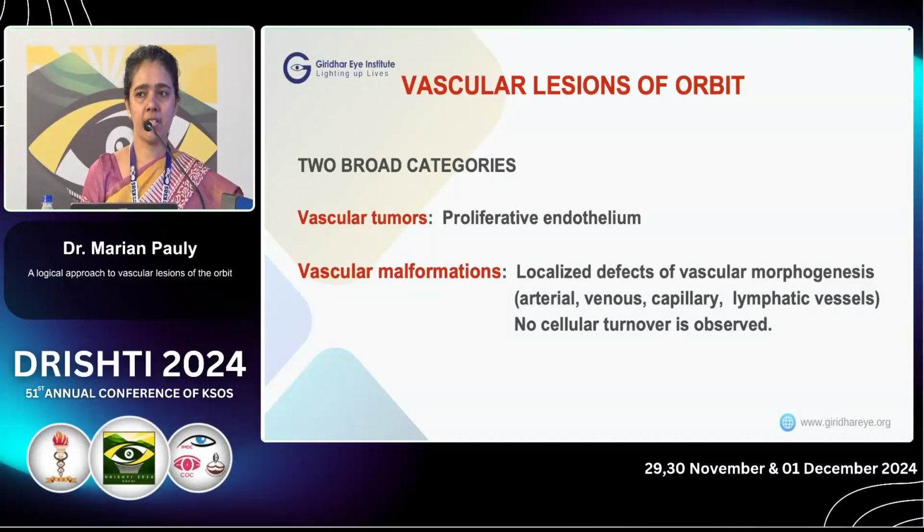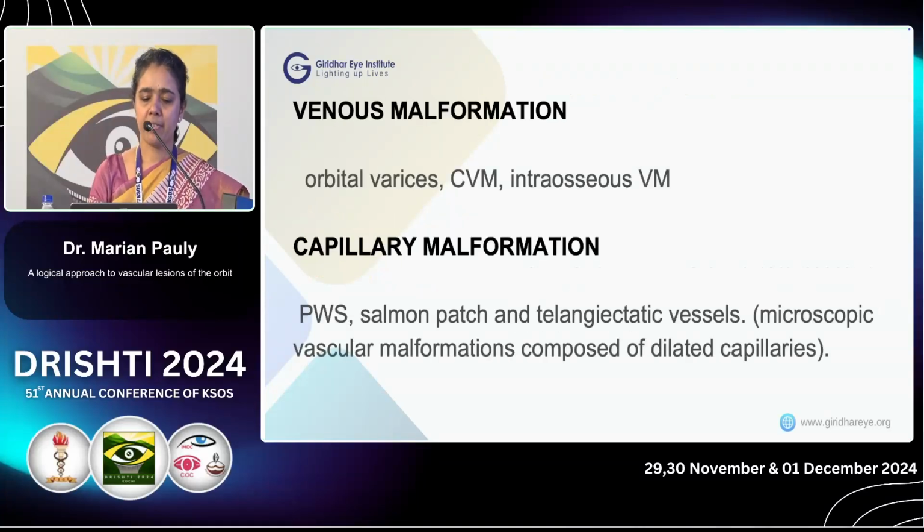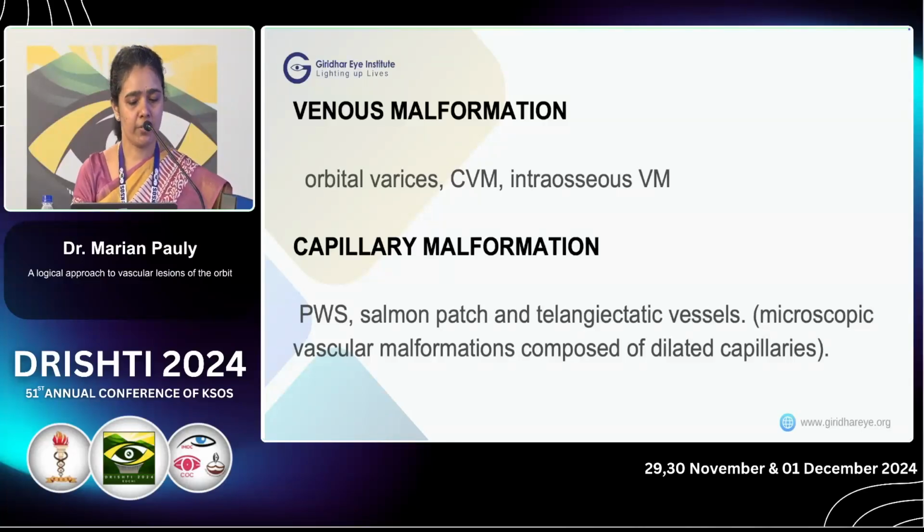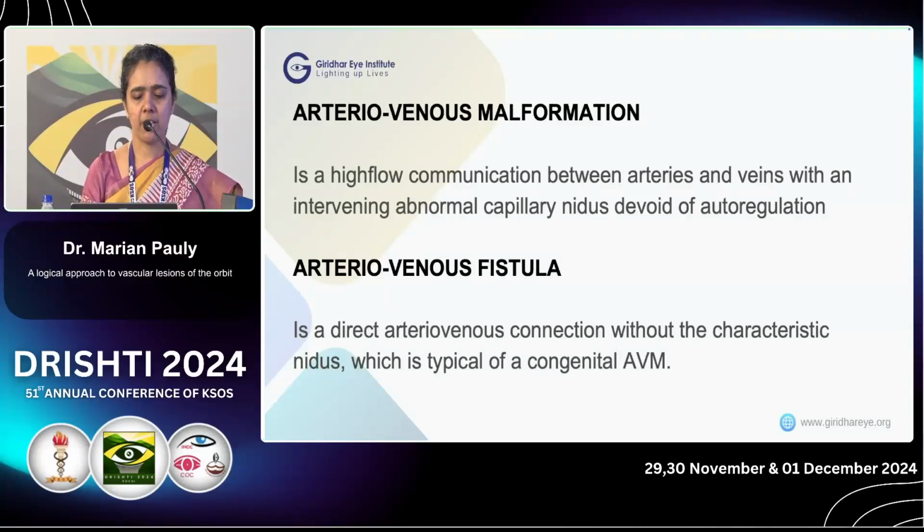Now lots of research is going on in this area. That's why I just put across the slide. Malformations again, as I have already said, can be venous: varices, cavernous venous malformation, intraosseous venous malformation; capillary port-wine stain, salmon patch; then AV malformation and AV fistula. Even though they present to us, we need help from interventional radiologists to treat these two.